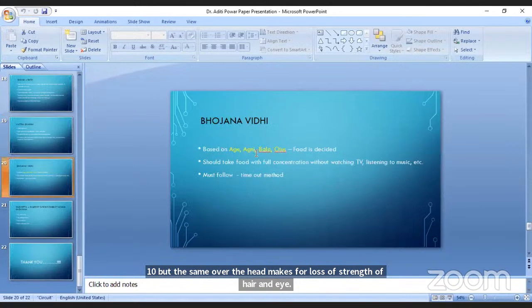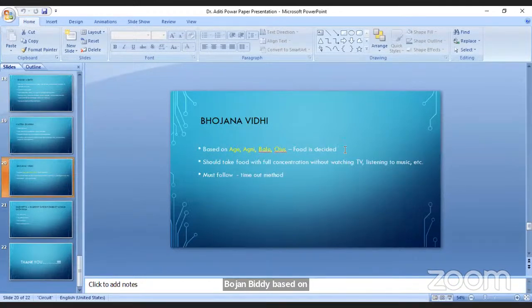Bhojan Vidhi: based on age, Agni, Bala and Oja, the food is decided. One should take food with full concentration, without watching TV or listening to music. One must follow the time-out method for children.